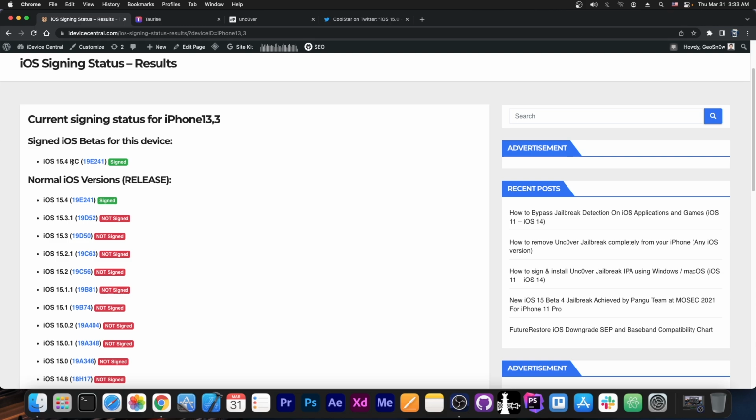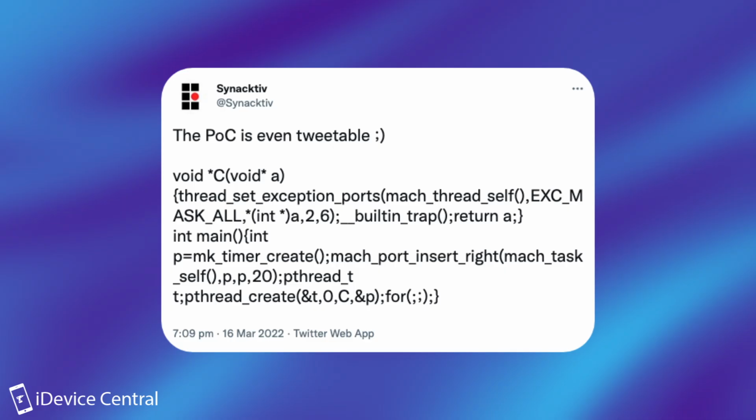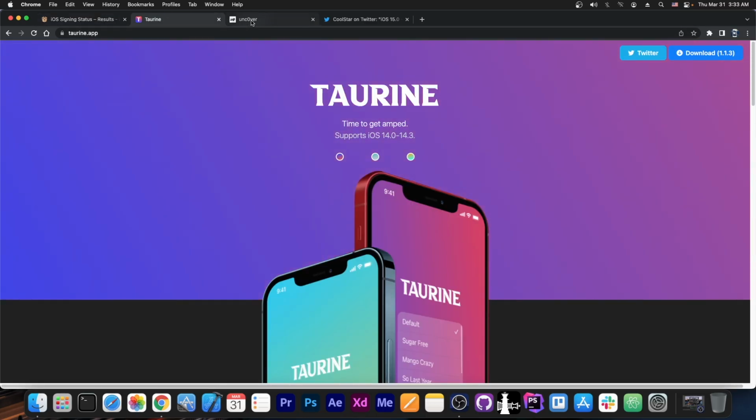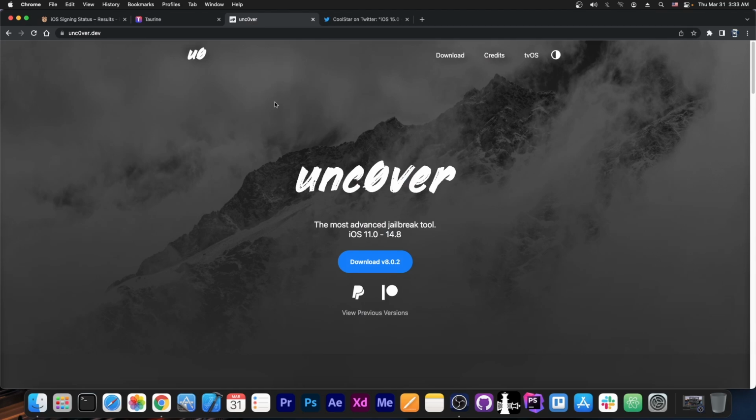bad for jailbreak purposes. Remember, for iOS 15.3.1 and lower, including the 15.3 RC, we have a kernel vulnerability already released by Synacktiv, and there is a proof of concept already available. So that one can theoretically be used for Taurine in the future or even for Unc0ver. Though, by the way, we don't know anything about Unc0ver for the moment.